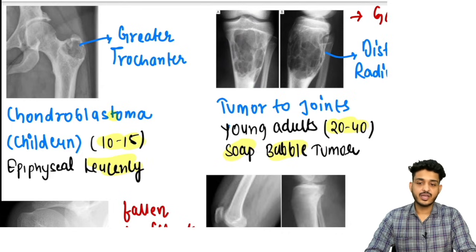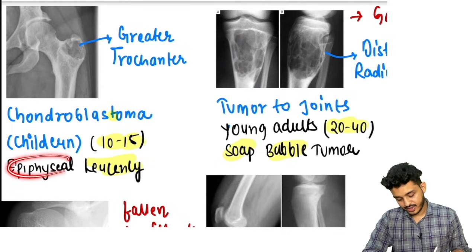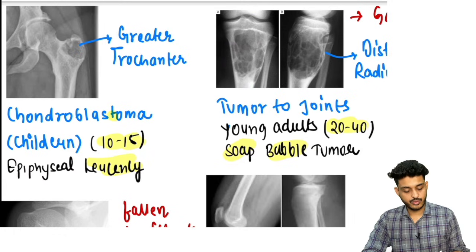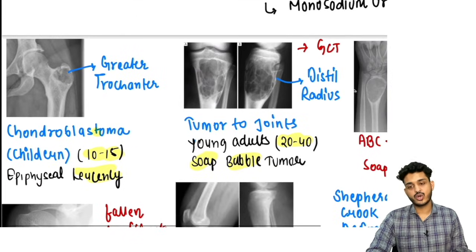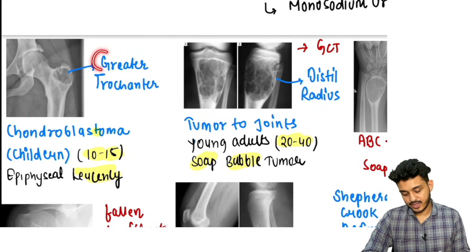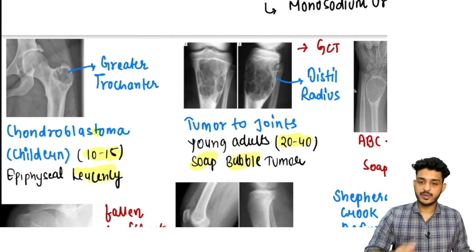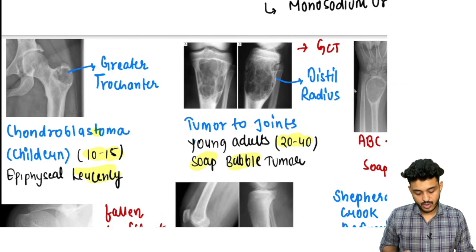This is going to be the radiolucent area on the epiphysis. This is going to involve the greater trochanter. This is known as chondroblastoma. Chondroblastoma is an epiphyseal tumor. Remember, epiphyseal tumors are this important one, right?